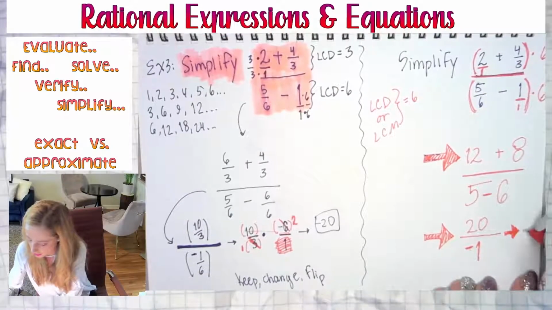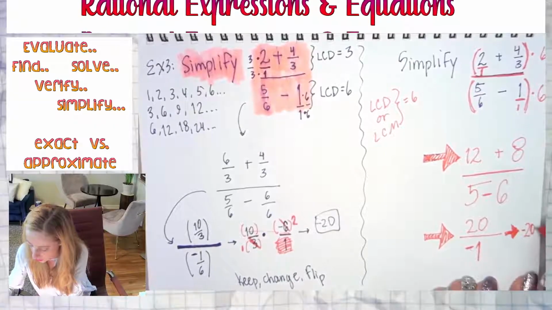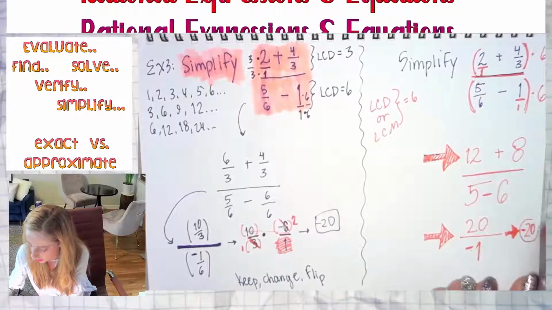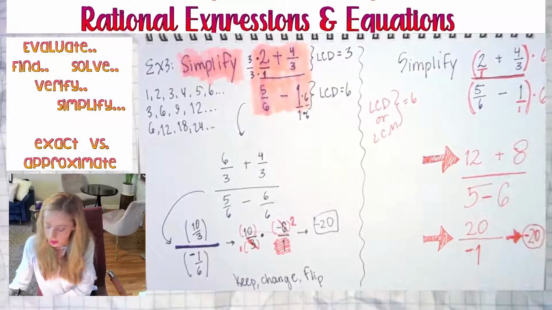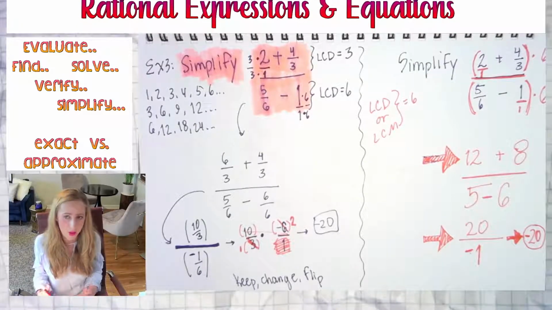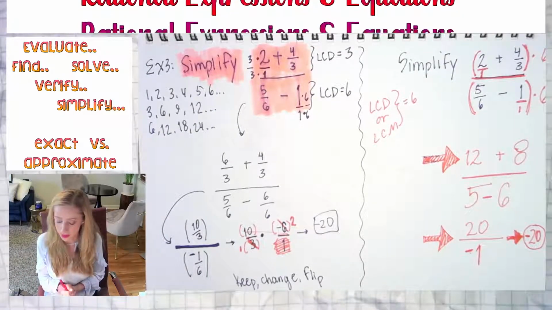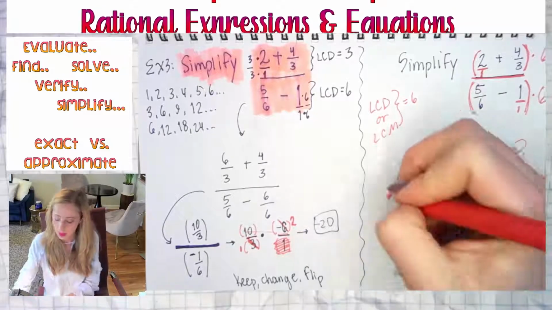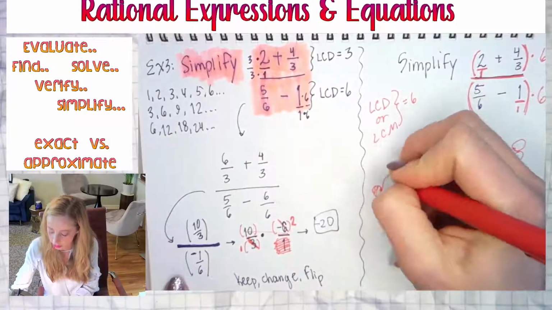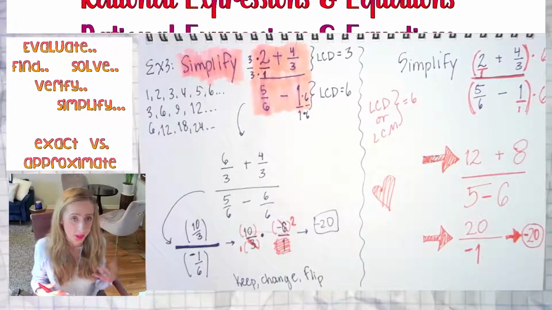And final answer. There you go. It's just -20. You don't need the 1 on the bottom, and we try to move our negatives to the numerator whenever possible. How much better? Come on, guys. That was so beautiful. Now, that was the Miss Thomas method, okay? The Miss T method.